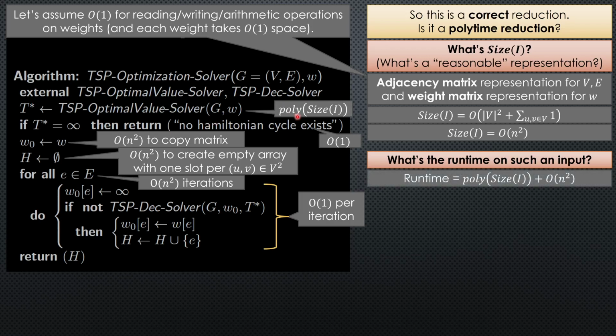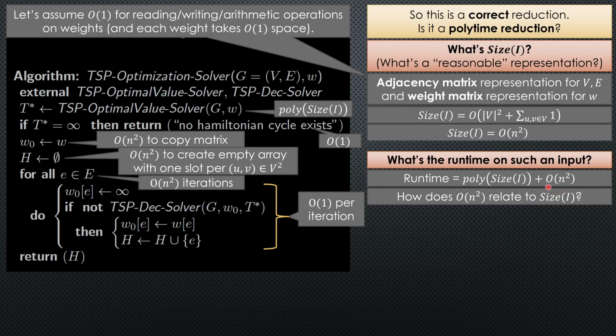So the runtime is going to be some polynomial in the input size for this call, plus order n squared, plus order n squared, plus order n squared times order 1. That's all just some polynomial in the input size plus order n squared. Okay, so poly of size I is definitely polynomial in the input size. Does order n squared somehow ruin this algorithm, making it not polynomial in the input size? Because this first term certainly is polynomial in the input size. Is the second term also polynomial in the input size? Because if it is, we have the sum of two terms that are both polynomial in the input size, and the sum of two polynomials in the input size will also be a polynomial in the input size.